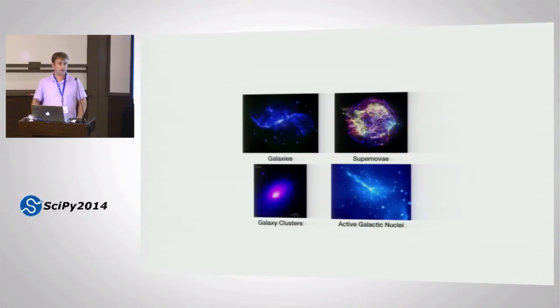So as I've already mentioned, X-ray astronomy looks at a lot of different interesting objects. The gas in galaxies gives off X-rays. Supernova remnants produce X-rays. Galaxy clusters produce X-rays, and also there are X-rays produced at the very centers of galaxies by AGN.